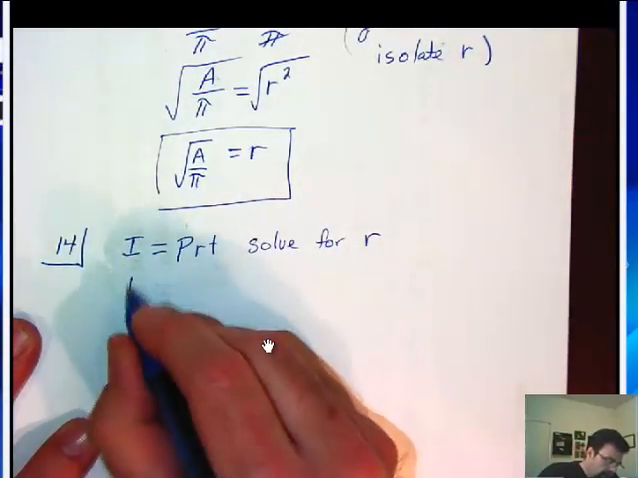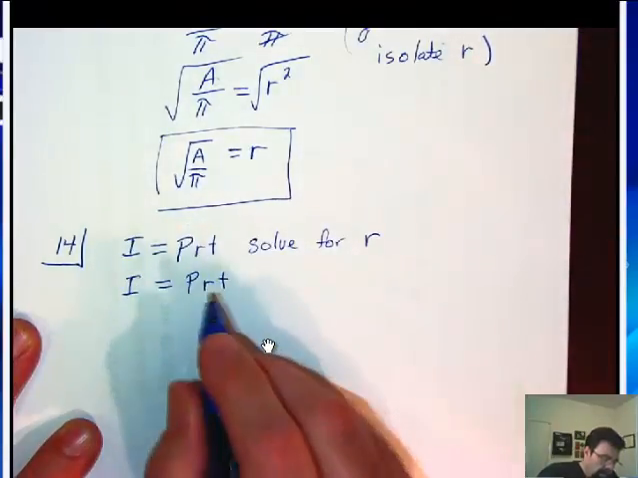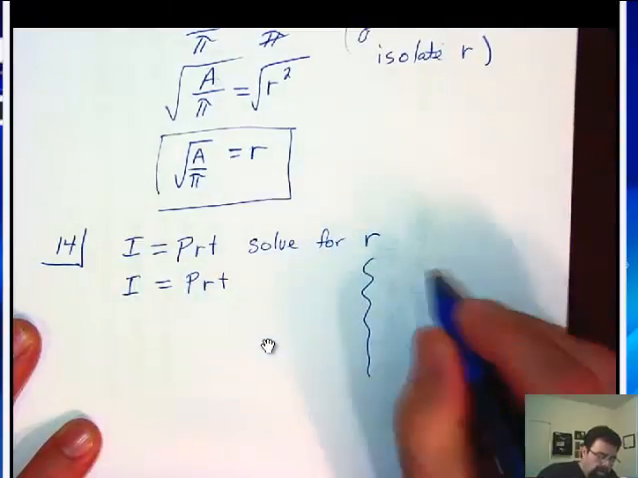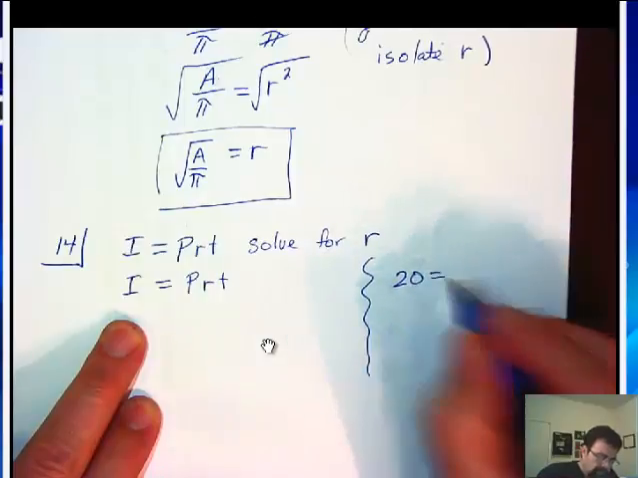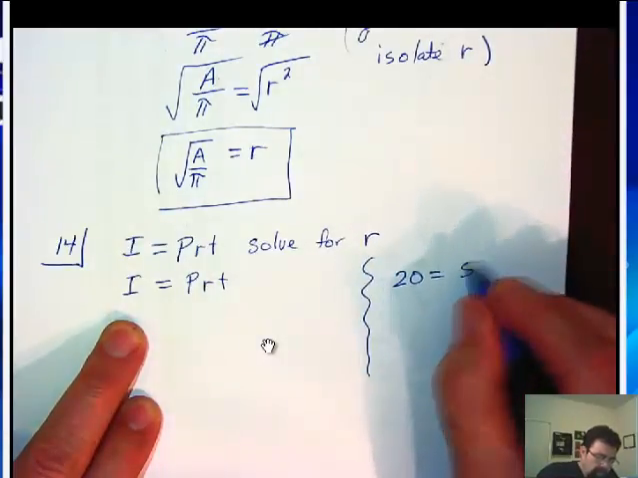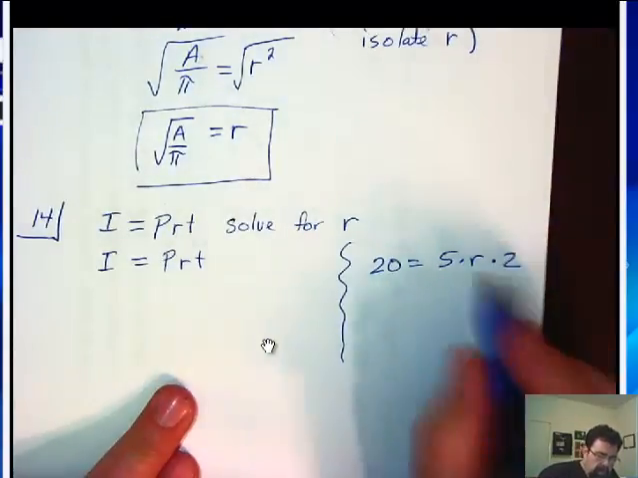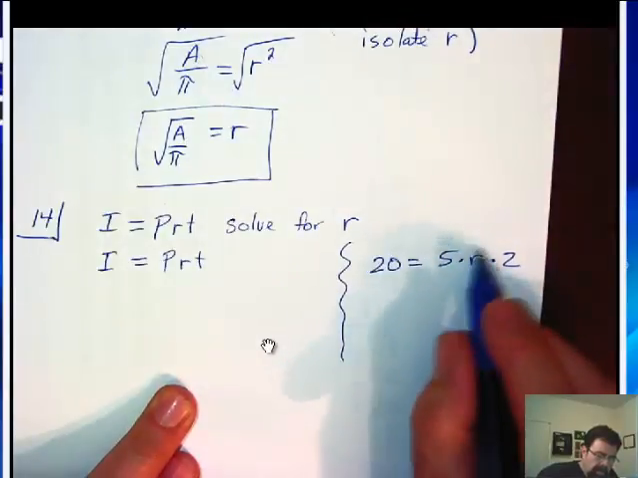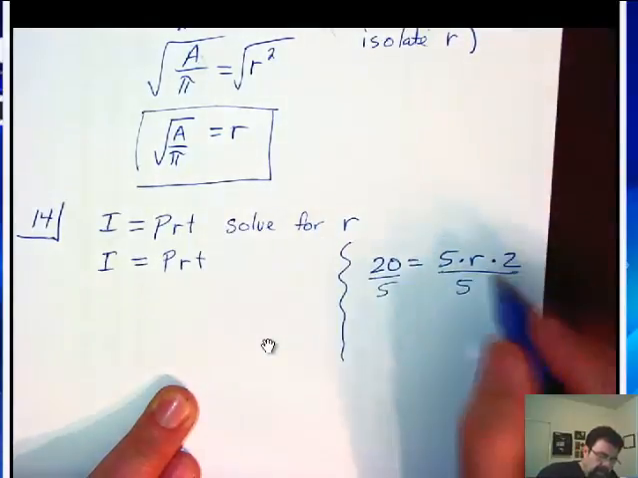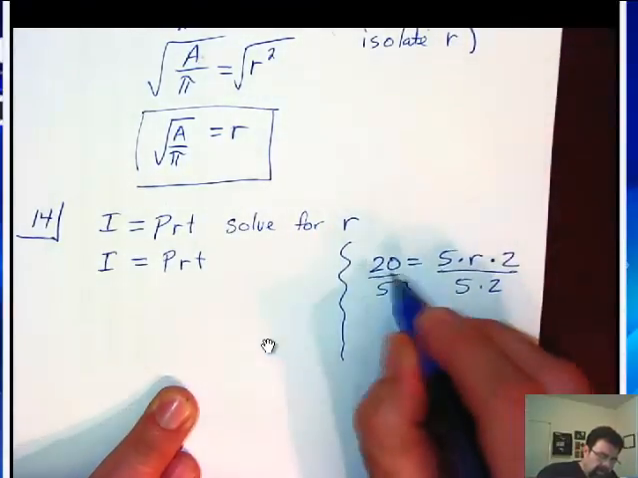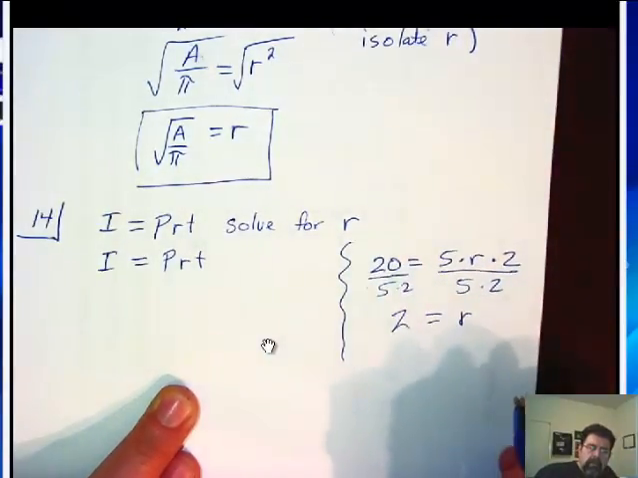Okay, so the idea again is I want to isolate the r. I want to get r all by itself. If you have trouble, you can put in numbers, say this was 20. Now this one might be a little confusing, but what you would do to get r by itself is you would divide by 5, cancel that, and you would divide by a 2. So you get r equals 20 divided by 10, which is 2.